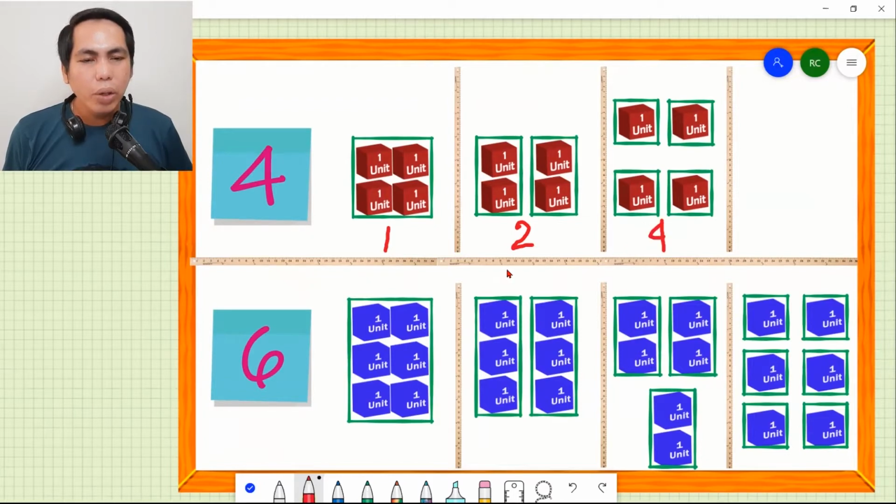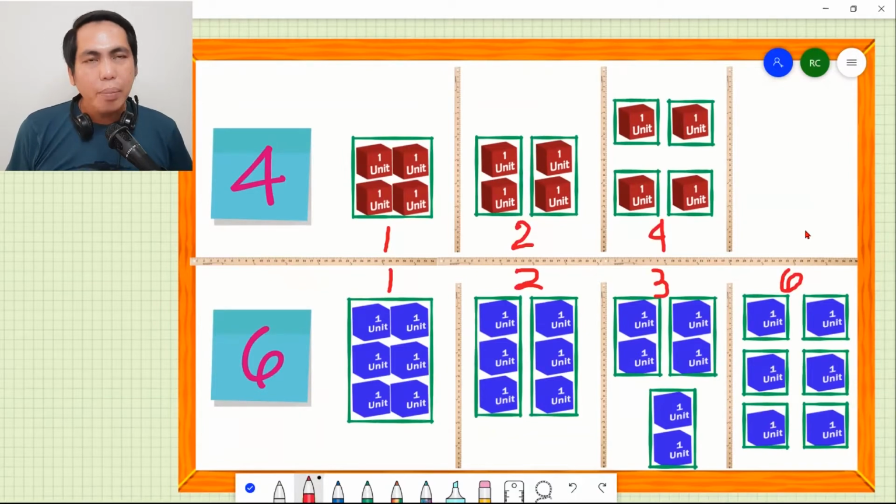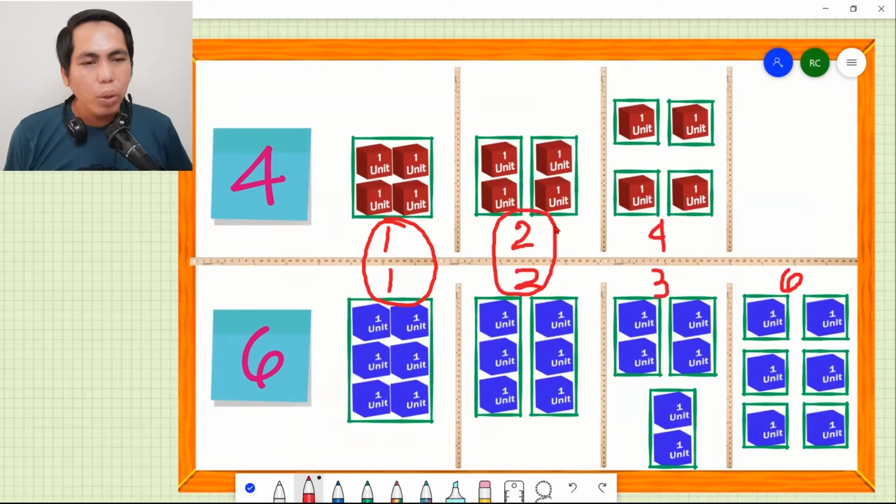Now let's go to 6. We can also group 6 into one group with all the 6 units in the group. We can also group 6 into 2 equal groups with 3 units per group. We can also group 6 into 3 groups with 2 units per group. And finally, we can also group 6 into 6 groups with 1 unit per group. Looking at the number of groups for 4 and 6, we can see that both 4 and 6 can be grouped equally into one group. Both 4 and 6 also can be grouped equally into 2 groups.